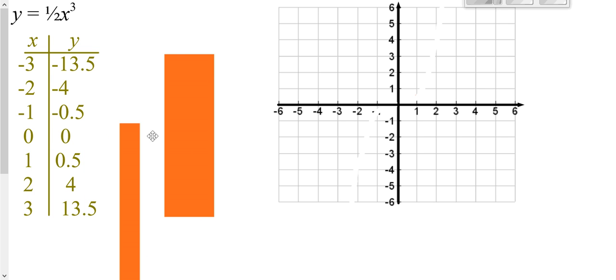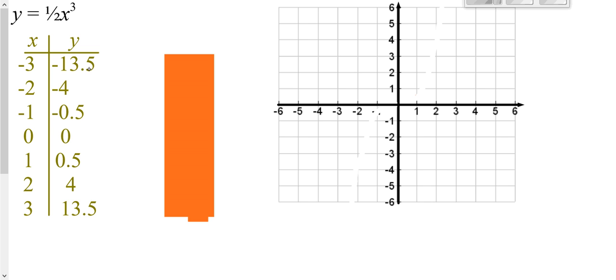By the way, if you wanted to, you can have your calculator make this t-chart for you. You go to your y equals, go 1 half x cubed. Then you would go second window, which is your table set. Start your table at negative 3. Your delta table should be at 1, and then you can go second graph, and then your graphing calculator would give you this table.